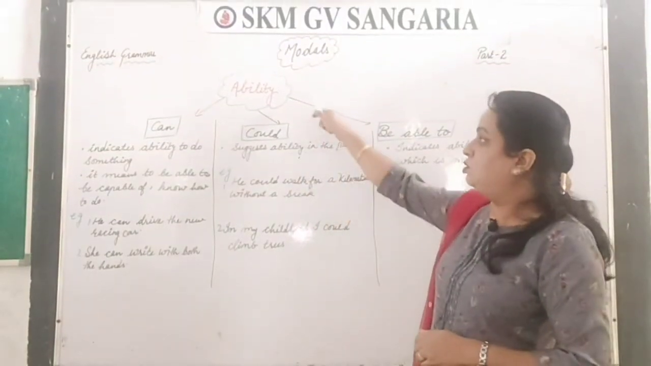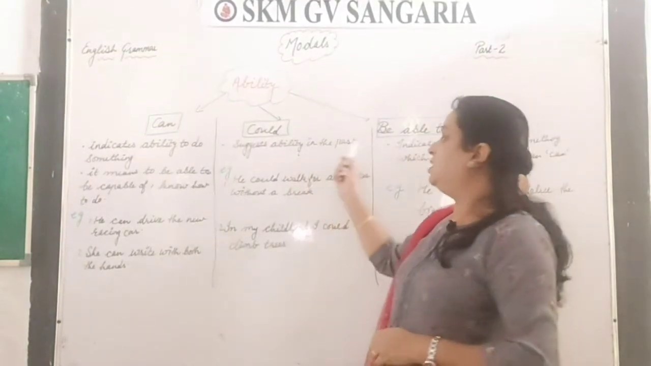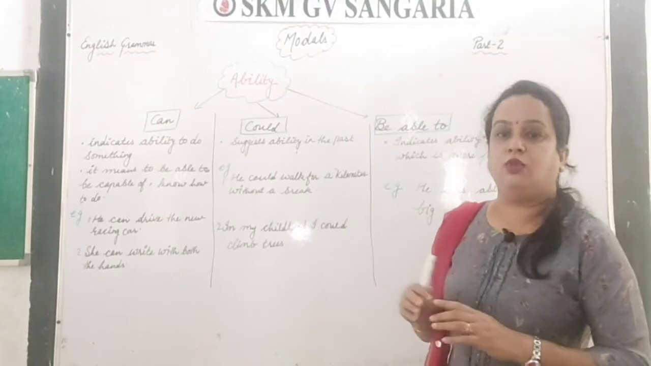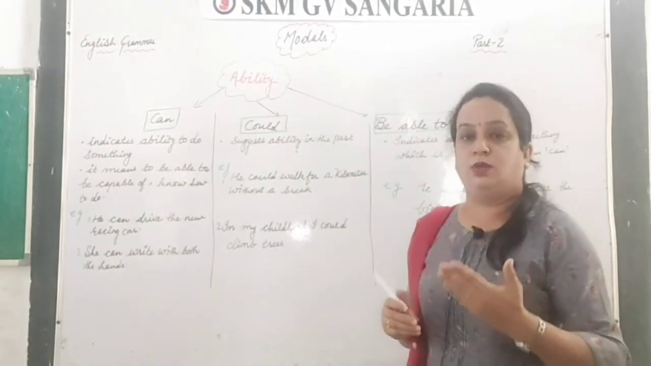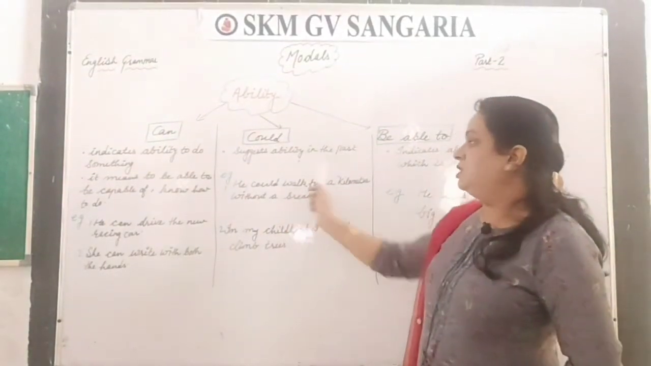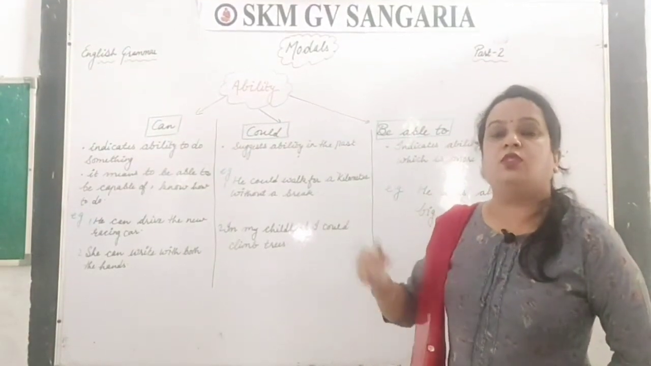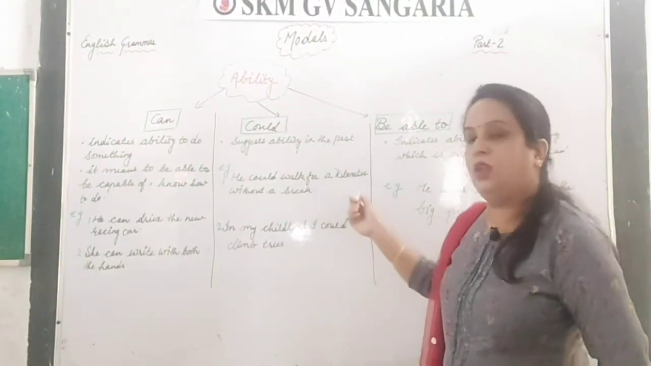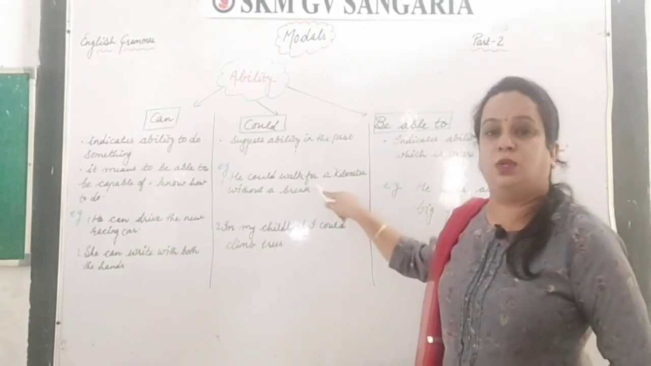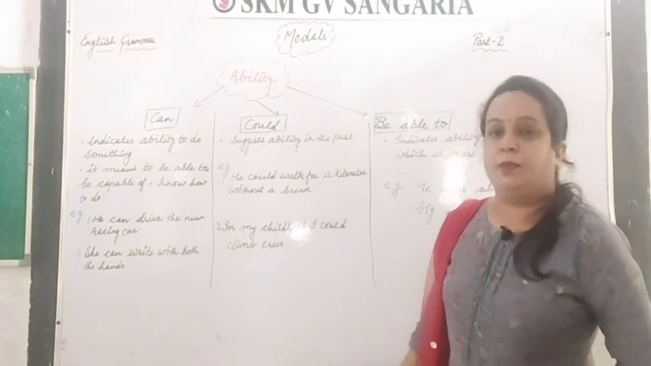We can also use could for ability, but where? To suggest ability in the past. When we are not able to do something right now, but in the past we were able to do it, for that we can use could. The first example is: he could walk for a kilometer without a break when he was young, but now he cannot walk. He is not able to do that right now, but in the past he was able to.